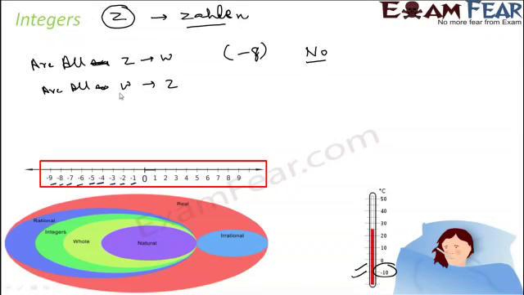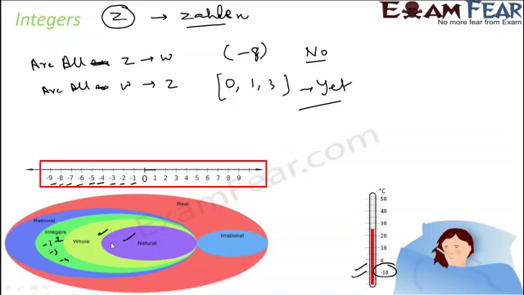Let's take this one. Are all whole numbers integers? Let's take any whole number. A whole number is 0, plus 1, 3. All these numbers, if you see, are actually integers. So all these whole numbers or natural numbers will actually be integers. But all the integers may not be whole numbers or natural numbers, because these are negative numbers: minus 1, minus 2, minus 3, minus 4. All these are integers, but they are not whole numbers or natural numbers.